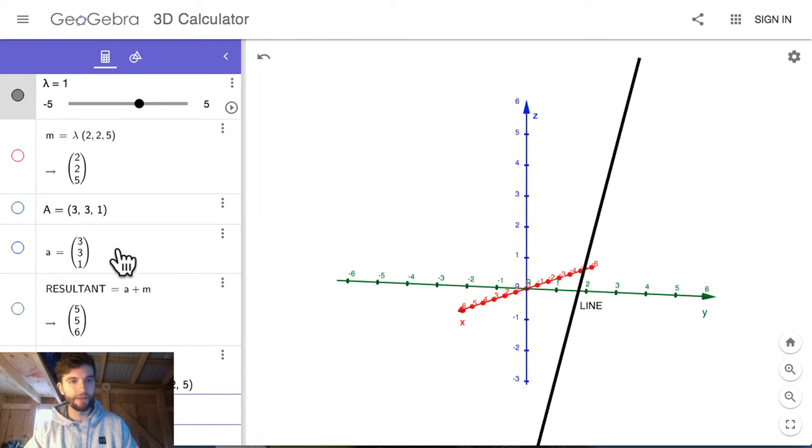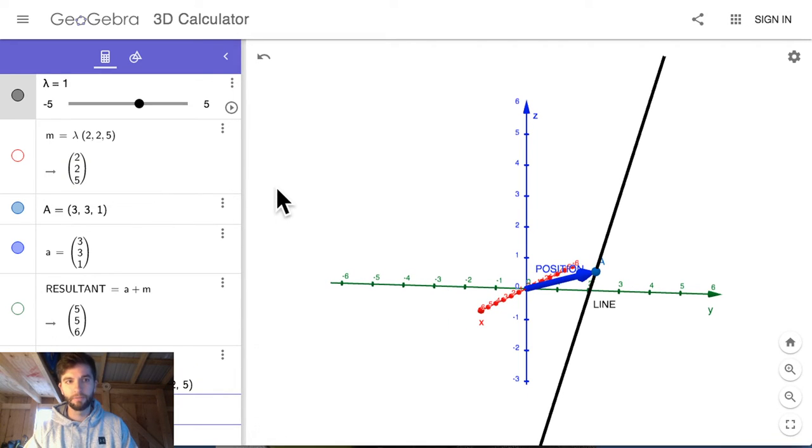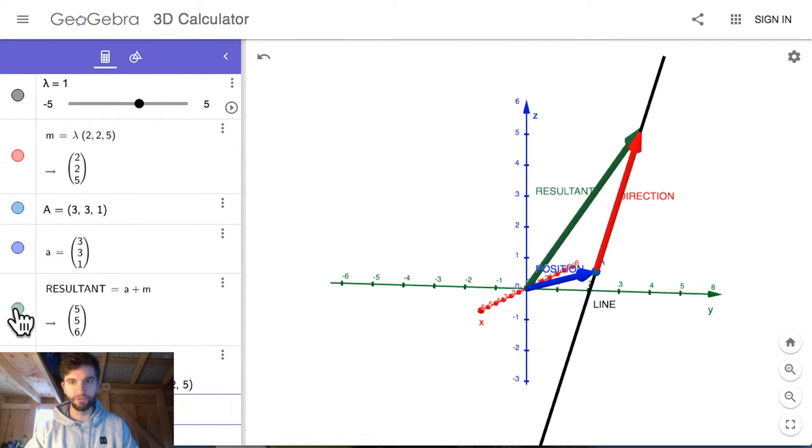And that resultant vector is a sum of 2 vectors. It's a sum of a position vector that points to a point on the line, plus a direction vector, which is parallel to the line. And if we add those 2 vectors together, what we get is a resultant vector which has its tip at a point on the line.